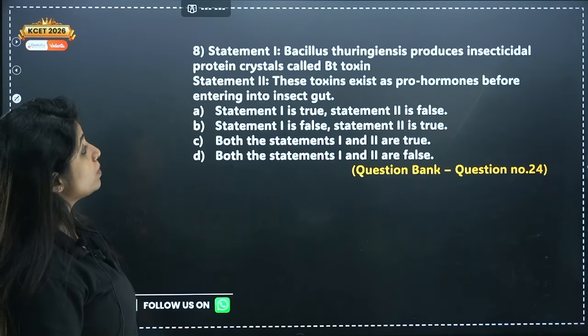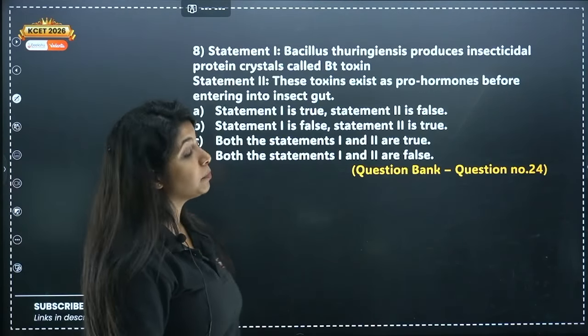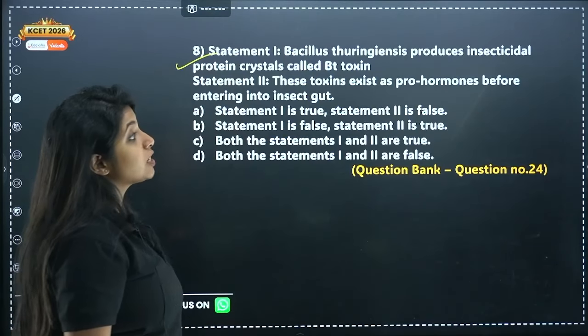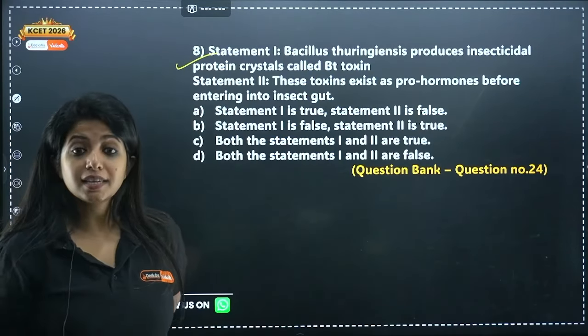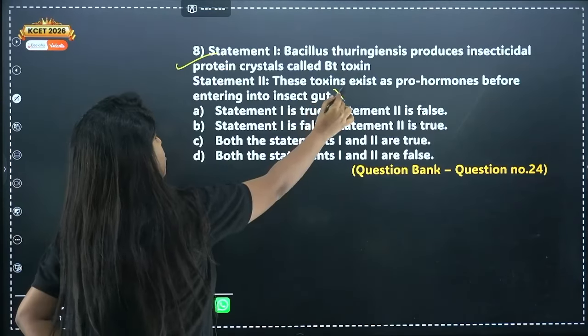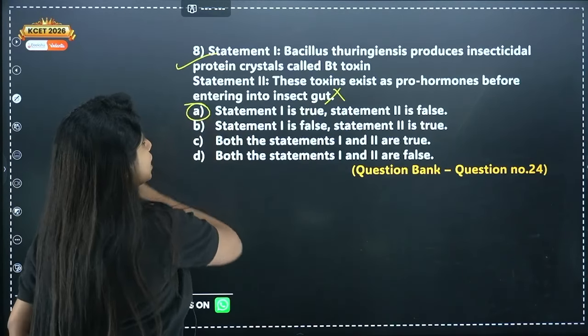Bacillus thuringiensis produces insecticidal protein crystals called Bt toxin. Yes, it does. These toxins exist as prohormones before entering into insect gut. It is protoxin, not prohormone. So this is wrong. Statement 1 is true, statement 2 is false.